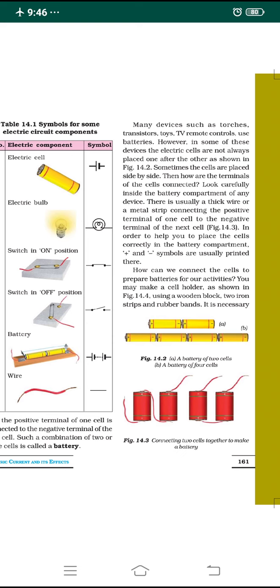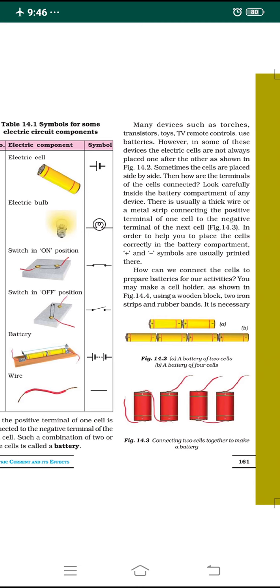Look at 14.2a, a battery of two cells and a battery of four cells. Here they are not always placed one after another. Sometimes the cells are not arranged in a straight manner one after another; sometimes the cells are connected side by side, with the terminals of the cells connected with wires. Look carefully at 14.3, look at the diagram.